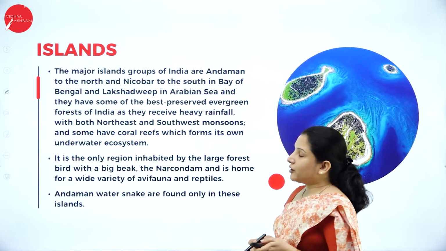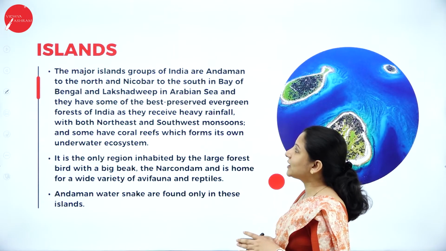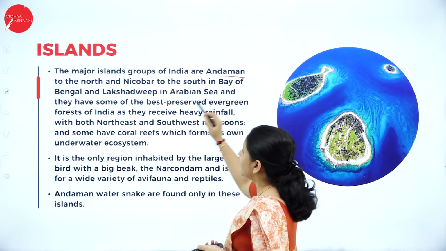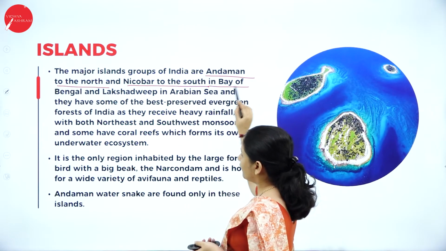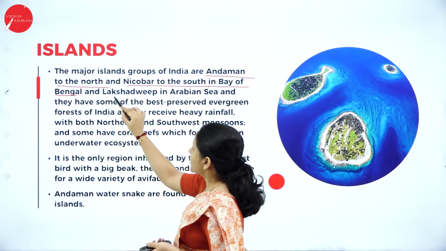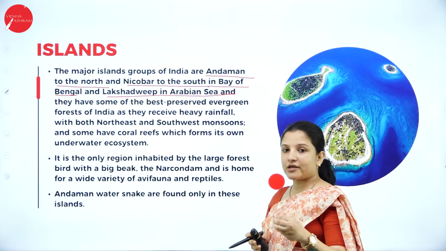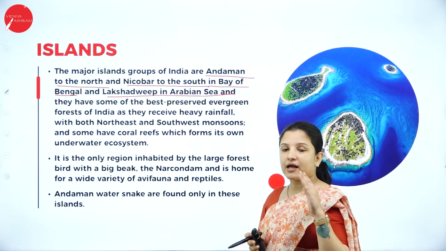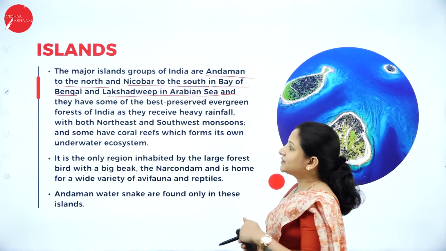So next, talking about the last biogeographical zone in India, that is islands. The major island groups of India are Andaman to the north and Nicobar to the south in the Bay of Bengal, then Lakshadweep in the Arabian Sea. So these are the islands that are located in the Arabian Sea and the Bay of Bengal. So in Bay of Bengal, we have the Andaman and Nicobar Islands, and in the Arabian Sea, we have the Lakshadweep Islands.